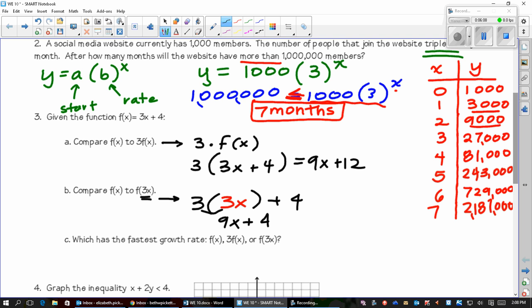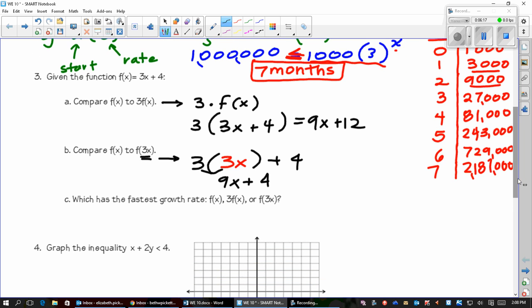Okay. All right, which has the fastest growth rate? F of x, 3 times f of x, or f of 3x? Okay, well, growth rate is another way of saying rate of change or slope. Okay, so let's make a little table here. F of x, 3f of x, and f of 3x. Okay, so what is the slope for each one?